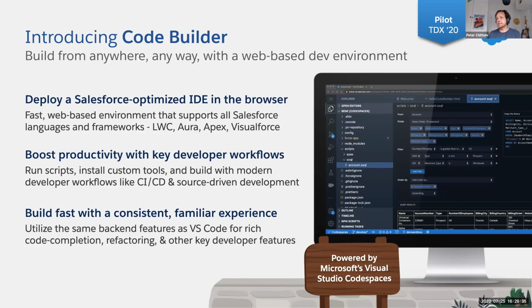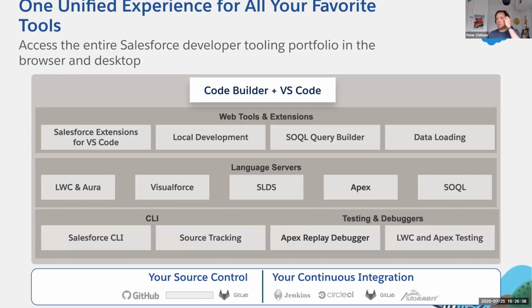All right, I think that covers everything there. So this talks about some of the features that we're looking to implement as part of Code Builder. Obviously Code Builder and VS Code are kind of the core of this. The web tools and extensions are things like the Salesforce extensions for VS Code. Now, local development doesn't really make sense when your virtual machine is in the cloud, but we are looking for how to bring that feature into the Code Builder infrastructure as well that I just showed you. SOQL Query Builder, we talked about that. And then doing things like data operations.